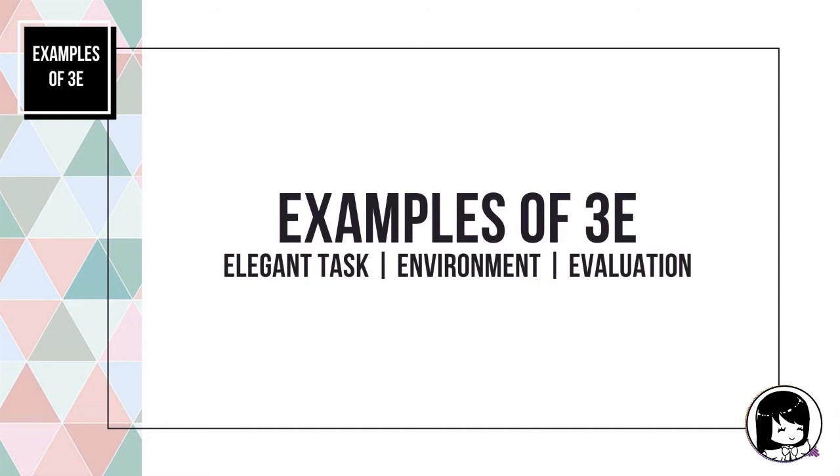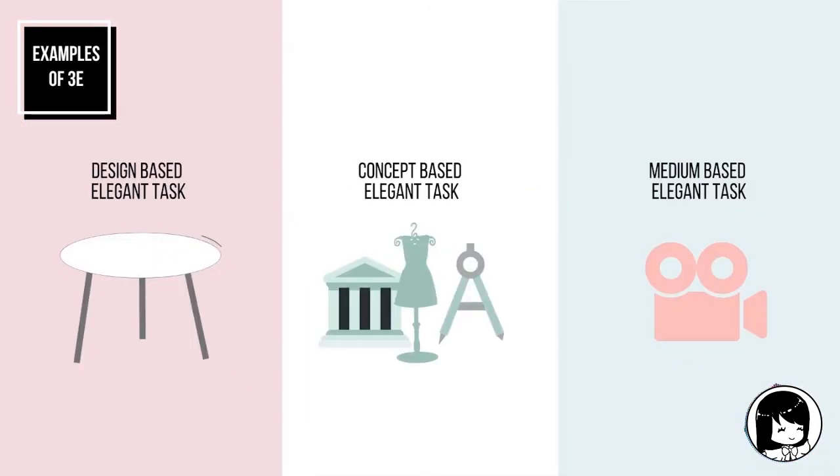Within each of these segments, we are going to explore how autonomy can be created. The 3 E's that we'll be exploring are elegant task, environment, and evaluation. So firstly, we are going to talk about elegant task. For the purpose of this presentation, we will be focused on 3 main types of elegant task.